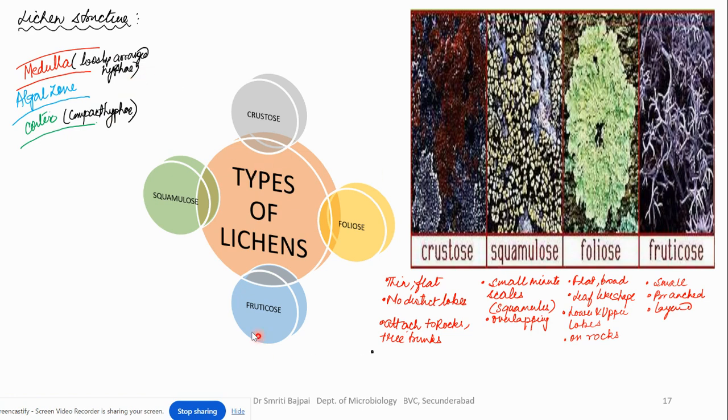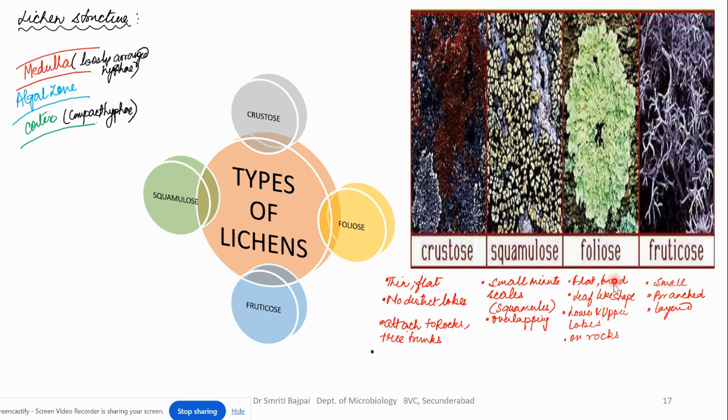On the basis of their structure, they are of four types: crustose, squamulose, foliose, and fruticose. Crustose lichens, as we can see, are thin and flat, with no distinct lobes. They are attached to rocks, trees, and tree trunks. Coming to squamulose, it means minute overlapping scales are present. These are also called squamules, so the name is given on that basis.